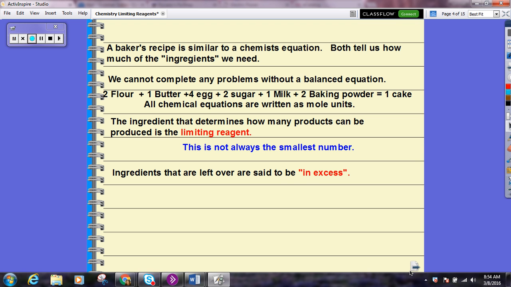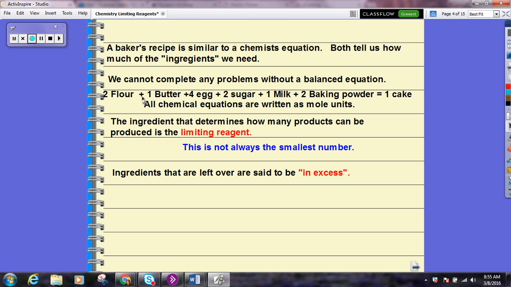So let's take a moment and write some notes down. A baker's recipe is similar to a chemist's equation. Both tell us how much of the ingredients we need. We can't complete any problem without a balanced equation. So in our particular case earlier, we had the 2 flour, 1 butter, etc. We wrote these as units simply because all chemical equations are written as mole units. And so sometimes we actually have to do those extra conversions from grams to moles in order to be able to figure some stuff out. And we'll get to that here in a little bit. The ingredient that determines how many products can be produced is the limiting reagent.